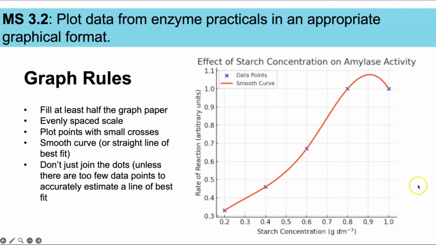And that could be a curve like we can see here, or you might actually get a straight line of best fit. Unlikely in an enzyme practical, because we do have this increase up to an optimum and then it either plateaus or it will decrease.